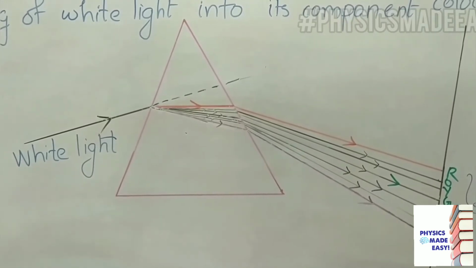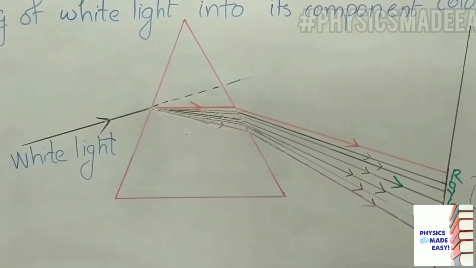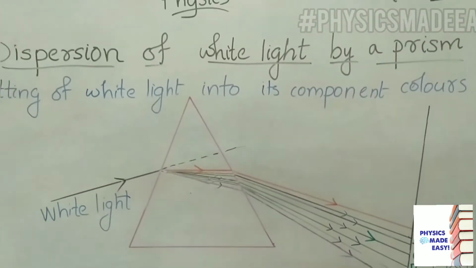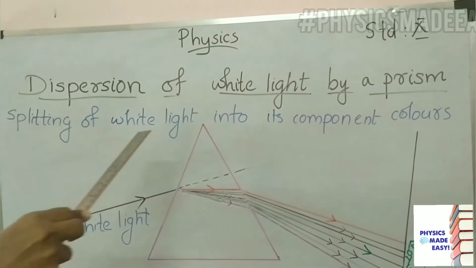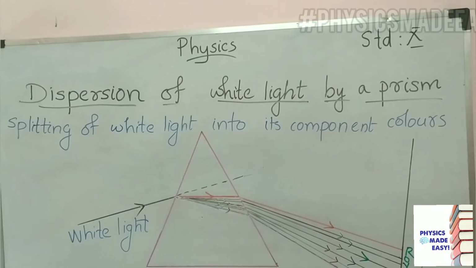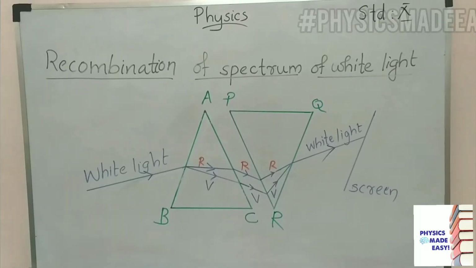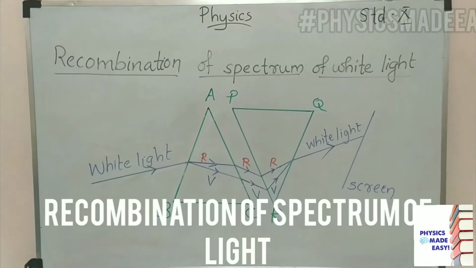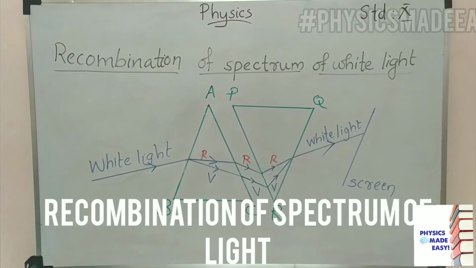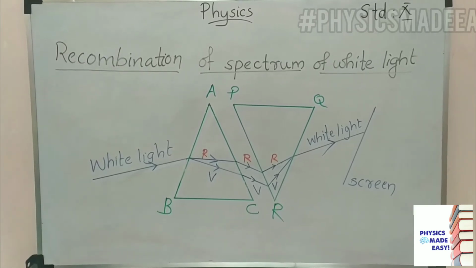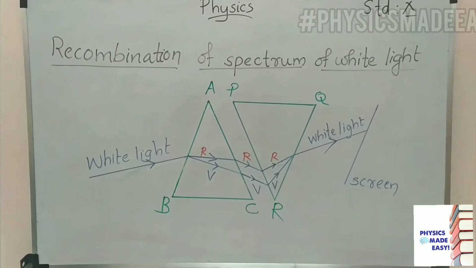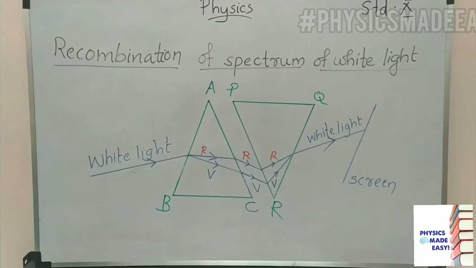So how can we define dispersion? Dispersion is the splitting of white light into its component colors. Children, it was Isaac Newton who obtained a band of colors on passing white light through a glass prism. Then he did another experiment also.